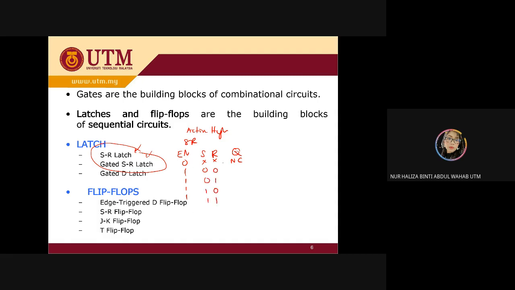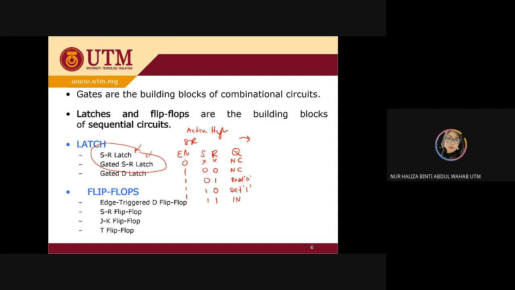There is no need for me to explain this, because these are the possibilities that you might have for S and R. If 0 0, you're going to have NC, which is no change. 0 1, you're going to have reset. Remember, reset is going to trigger Q to 0. And then 1 0 is going to be set, or 1. And 1 1 is going to be invalid.